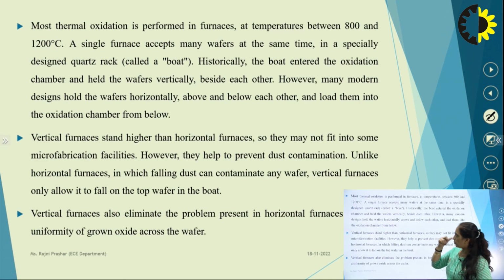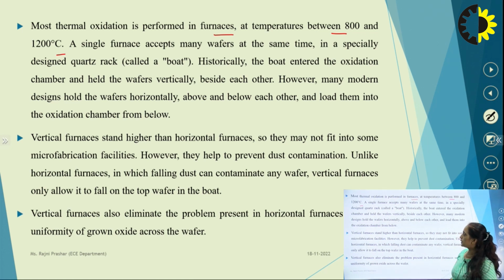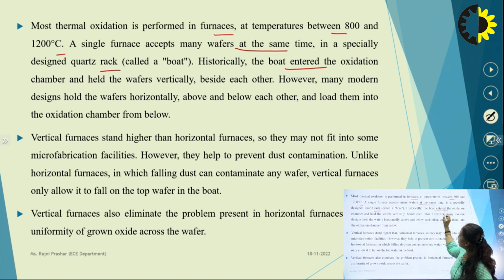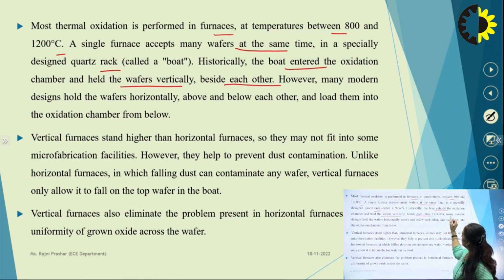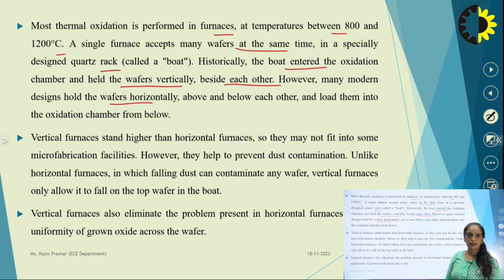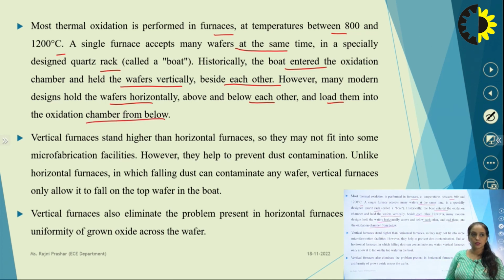So most thermal oxidation is performed in a furnace at a temperature between 800 to 1200 degrees C. A single furnace accepts many wafers at a time in a specially designed quartz rack. This boat enters the oxidation chamber and holds the wafers vertically beside each other. However, many modern designs hold the wafers horizontally, as I drew in the previous slide, below each other, and load them into the oxidation chamber to perform the oxidation, right?